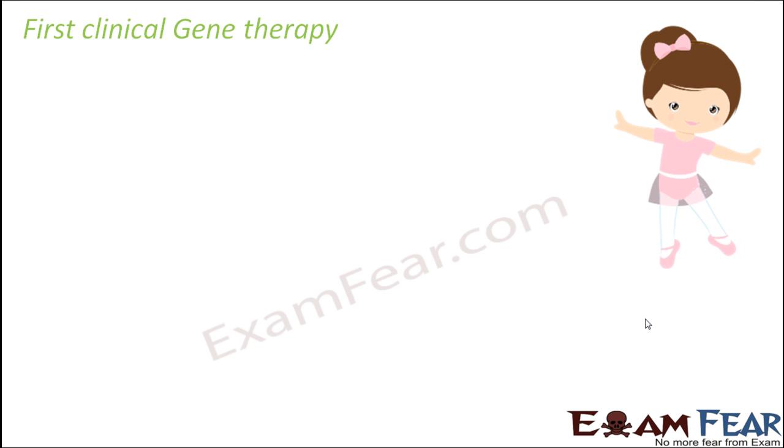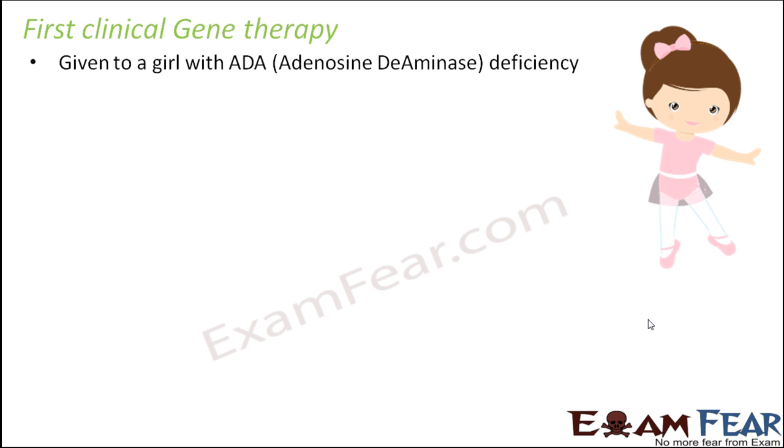So now, how exactly is gene therapy done? The first clinical gene therapy was done on a 4-year-old girl in the year 1990. So if you see, it's not very old. A lot of development is taking place in genetics even now, because there is a lot of scope. A lot of improvements can be done in the medical field using genetics. So the first therapy was done on this 4-year-old girl. What was her problem? She was suffering from a disease called ADA deficiency.